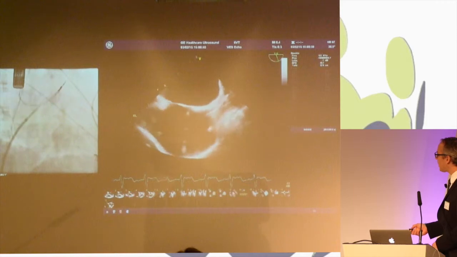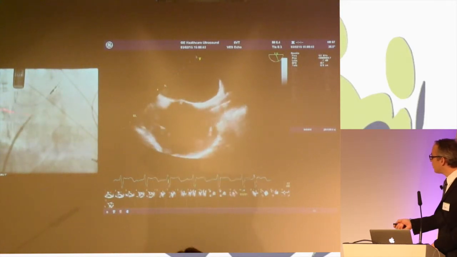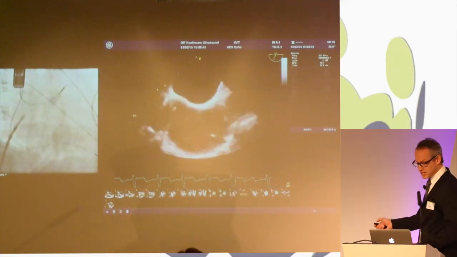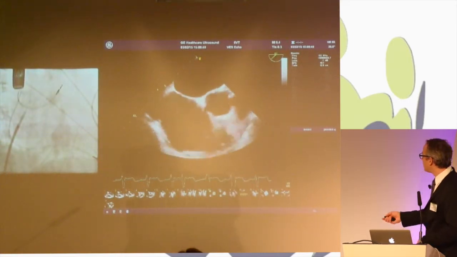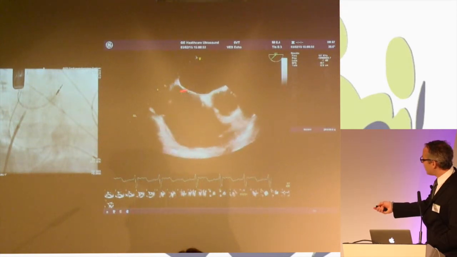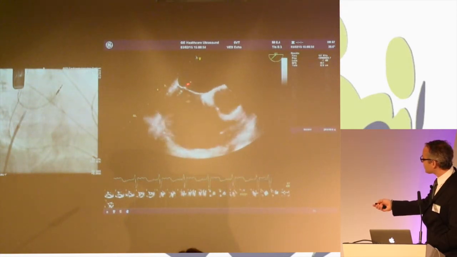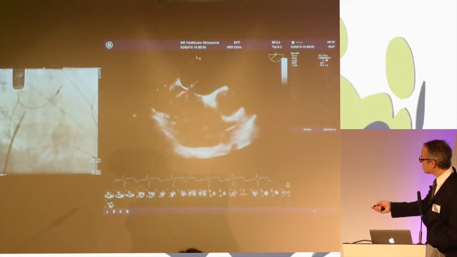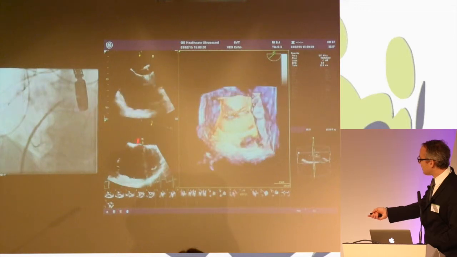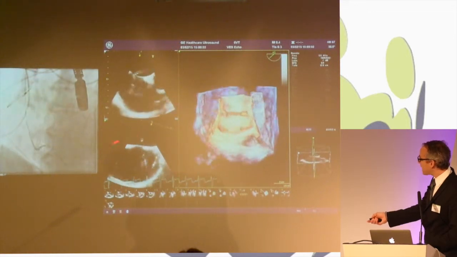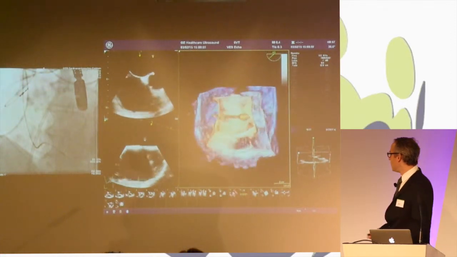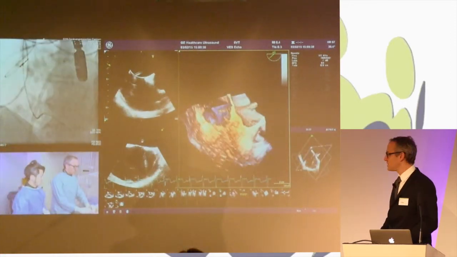So we did repuncture. You see an RAO view here, the descent of the needle. You see the long axis view here, very nice tenting. And the operator, the echo guy, is changing to the short axis view, and now we see the needle much better. It's really in a posterior position, posterior to the center of the fossa ovalis, and in the middle of the fossa ovalis in the bicaval view. In the 3D echo, you really nicely see that we hit the middle of the fossa ovalis.